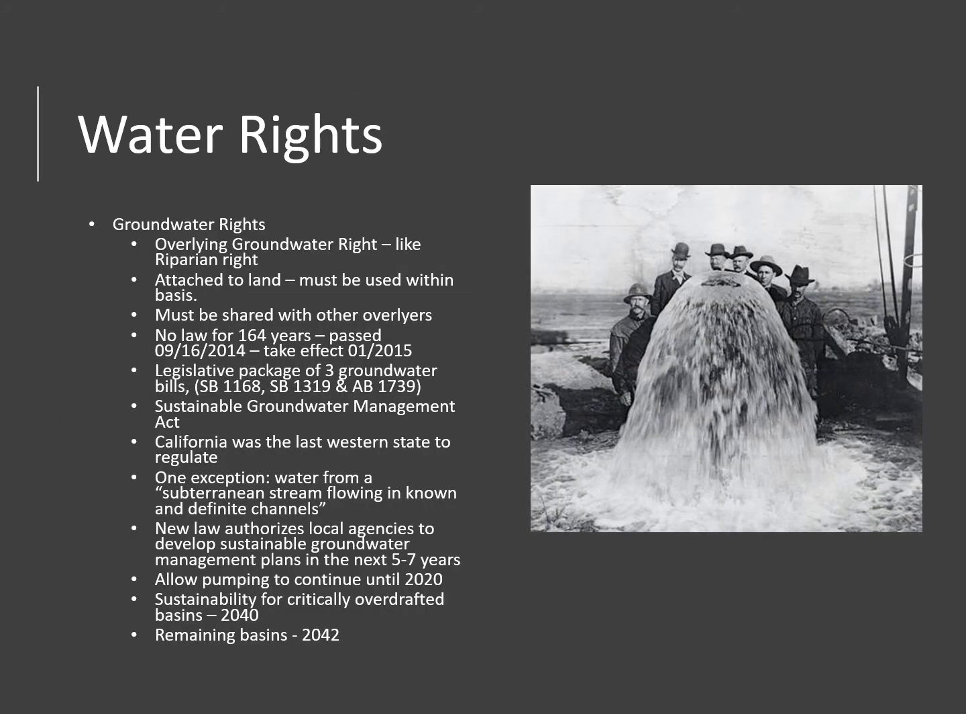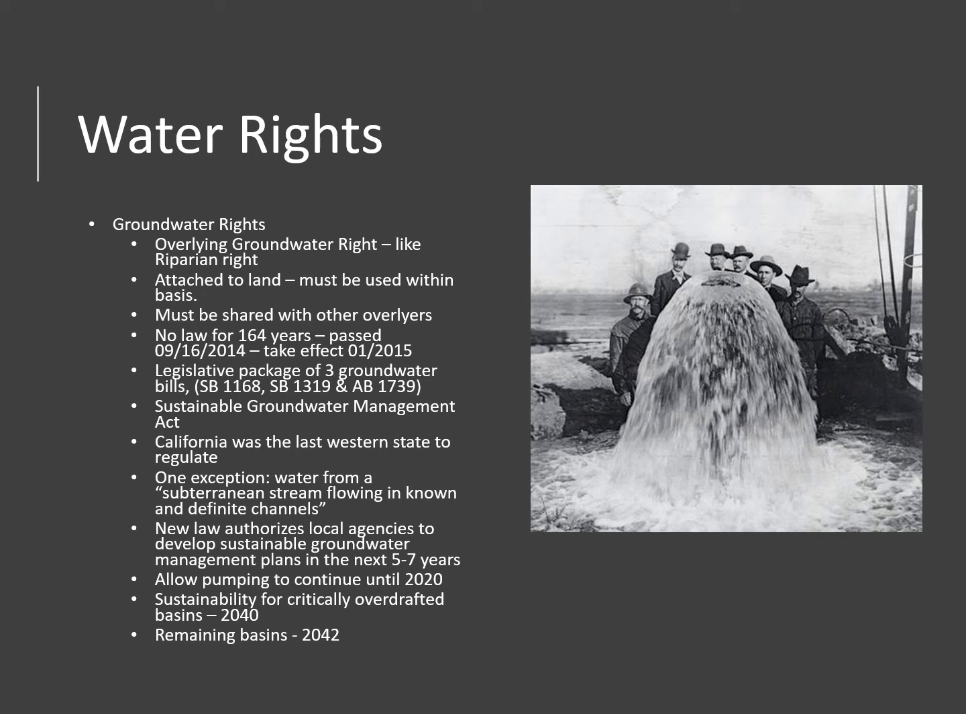Now, groundwater rights are even different. So a Pueblo rights both surface and ground, but the other rights we've talked about, and so are federal rights, but the other rights we've talked about are all surface water rights. But groundwater rights also are important because most of us live on groundwater. It's the workhorse of the industry. So it's basically, if you pull groundwater, you're called an overlier. And it's an overlying groundwater right, very much like riparian rights, only the water is underground. It's attached to the land. It must be used within that basin. And it has to be shared with other overliers, just like riparian rights have to be shared with other riparian right holders.